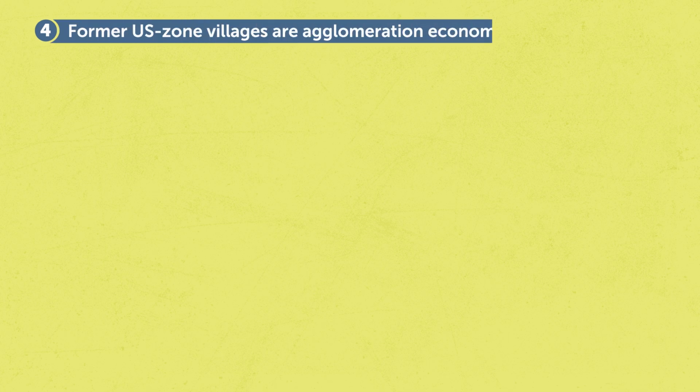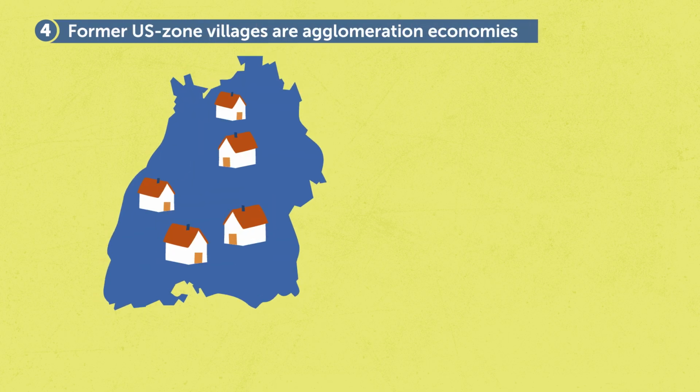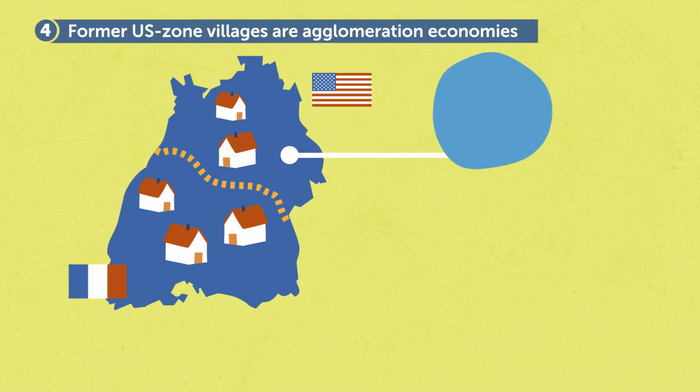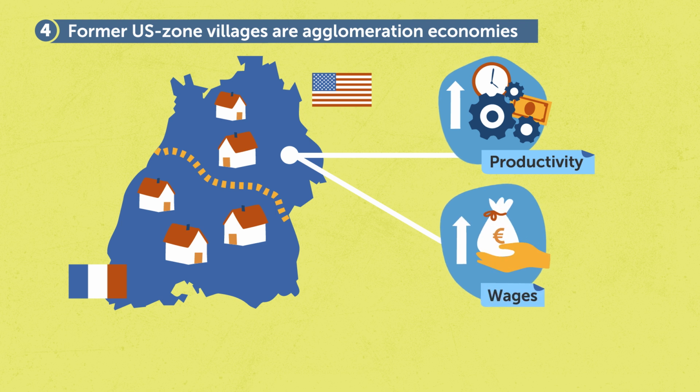Are agglomeration economies the reason why today we find that on the former US side of the border, population density is higher? We think that that is true. There is evidence pointing in that direction because we find that on the former American side of the border, productivity, wages, and income per capita are also higher.